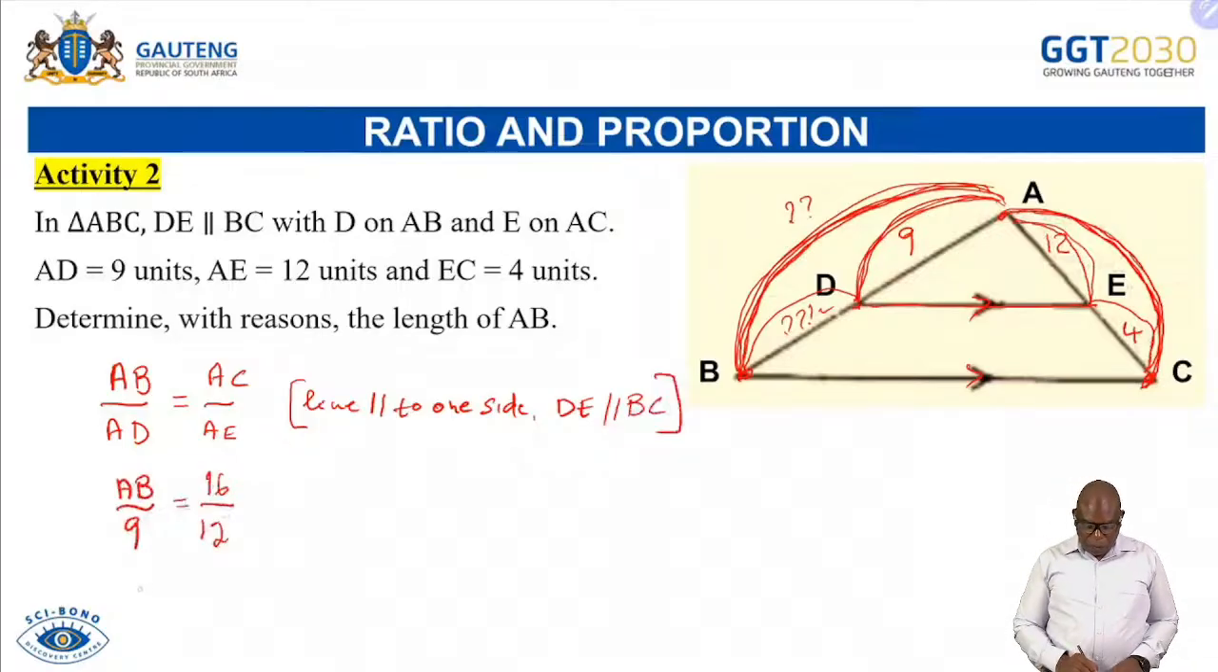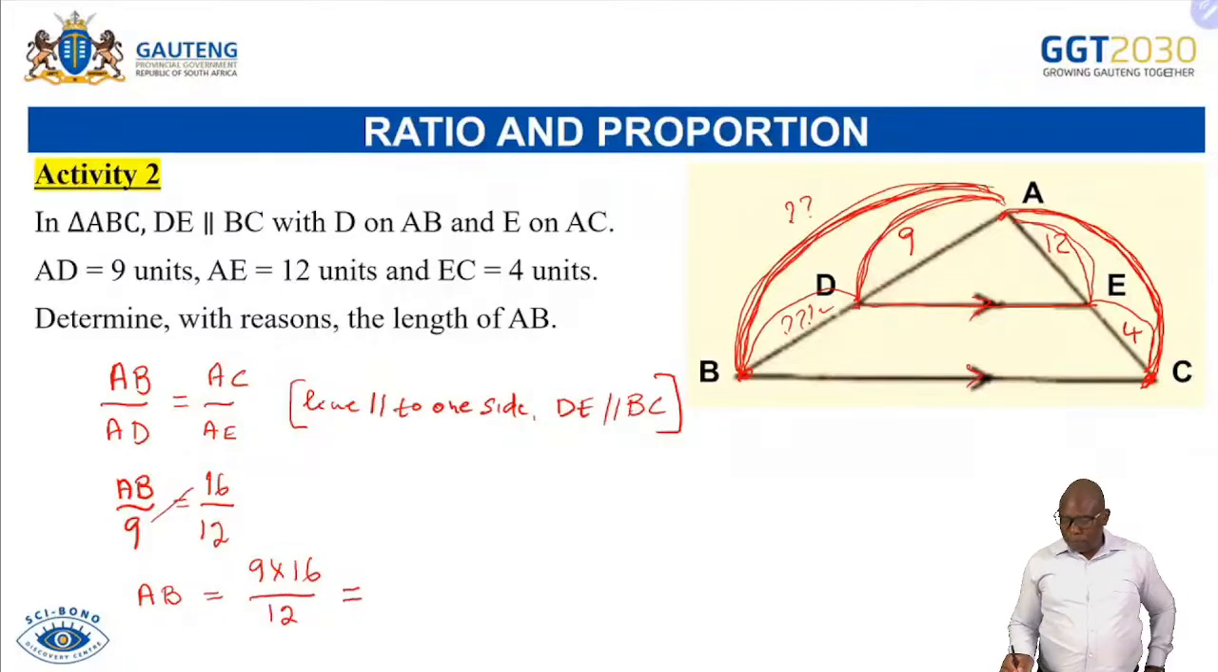Then I'm going to get the value of AB, which will be the same as cross multiply that. I'll get 9 times 16, and I'm going to divide this by 12. Now I must get the length of AB. So the length of AB there, I think it will be 12 units.